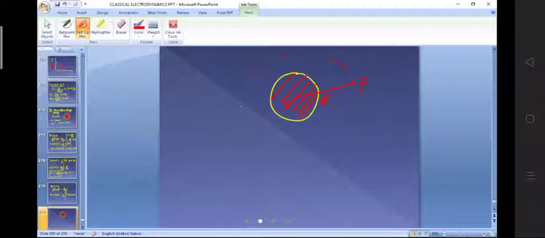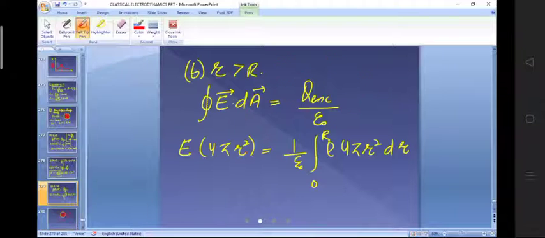This will be the Gaussian surface, this one. Its radius is small r, so that's why on the left hand side there is 4 pi small r square, but on the right hand side there is capital R. Why capital R? Because the charge enclosed is from 0 to capital R, and the electrostatic field will be contributed by the entire charge. Okay? So what will come here?